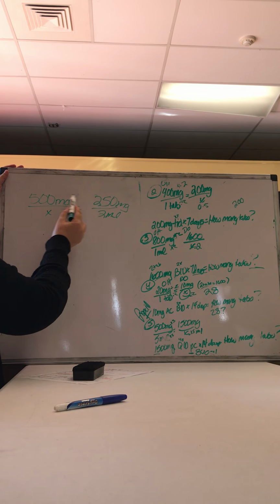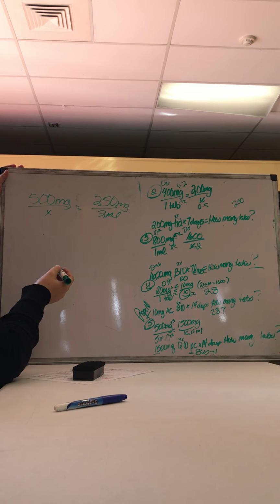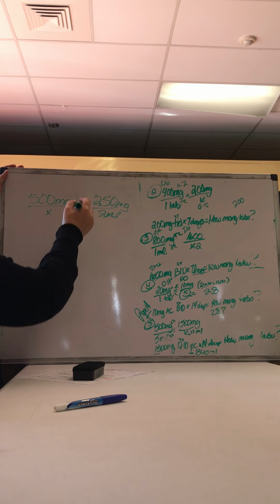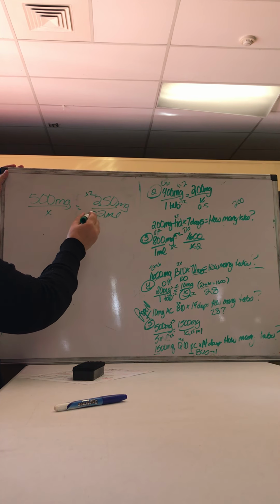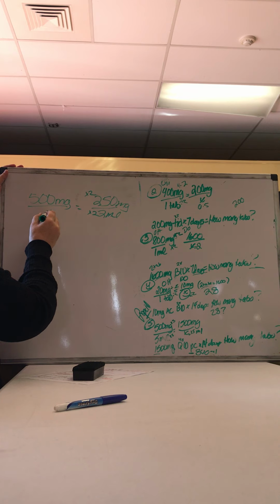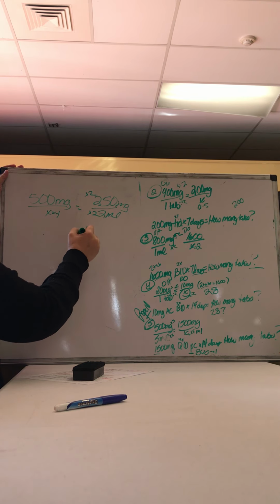So how do you get, and we're gonna go this way, much easier, 250 to 500. What do you gotta do? Times 2. So that gives you 500, right? So what is 2 times 2? 2 times 2 is 4. Yes. And so your answer would be 4 milliliters.